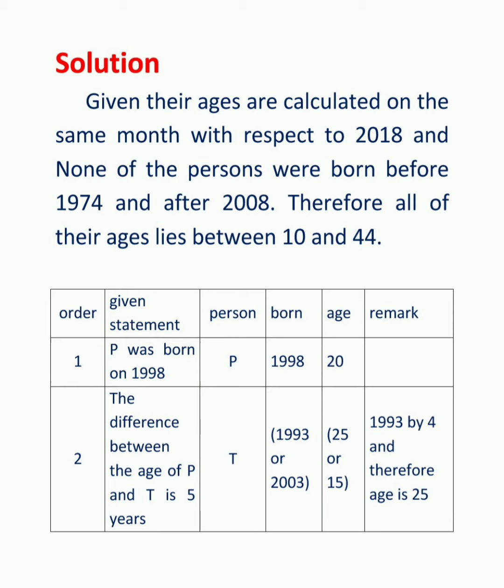Condition 2, the difference between the ages of P and T is 5 years. Therefore, the age of T is 25 or 15. If it is 25, T was born in 1993. If it is 15, T was born in 2003.